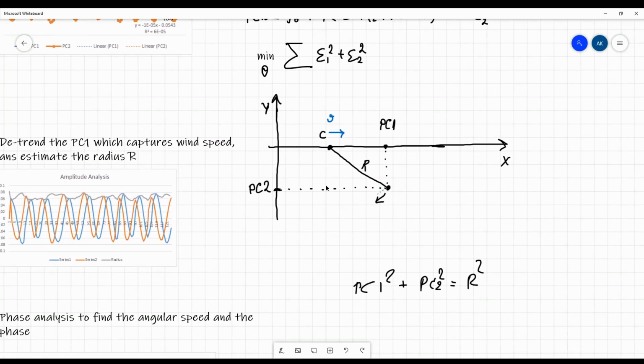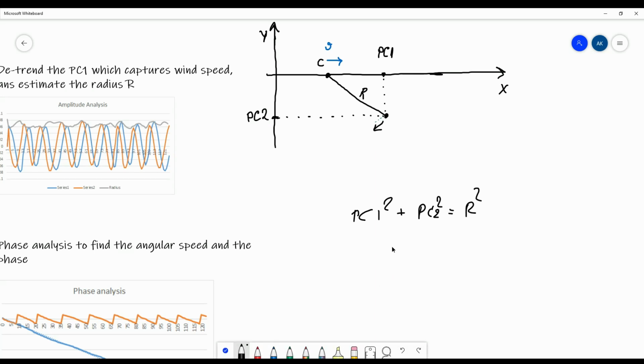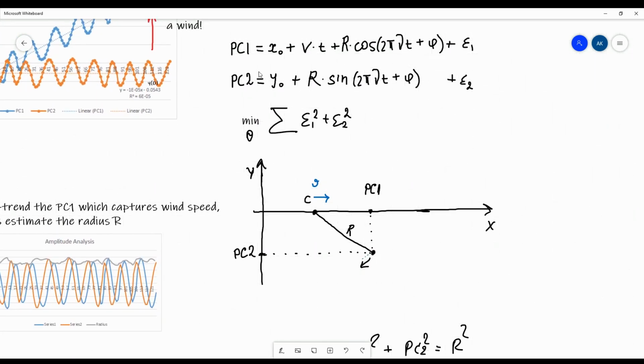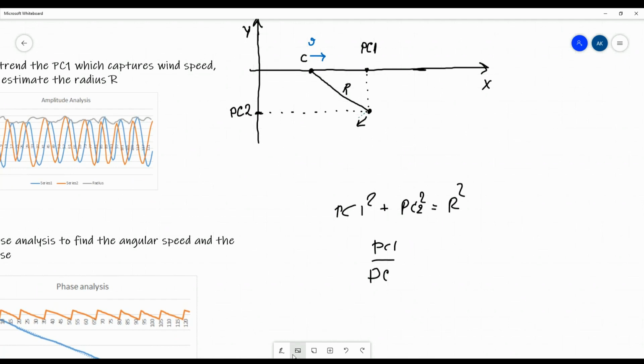If you take PC1 and divide by PC2, that is your tangent. I think it's tangent. Let's see. Actually, it's PC2 over PC1. I knew it, right? So if we get the PC2 over PC1, that is going to be a tangent of what? Of 2 pi frequency times t, plus the phase.